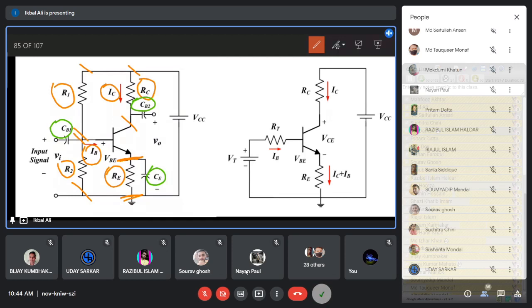Otherwise, first you have to set the DC condition of the circuit with respect to VCC, R1, R2, RC, and RE, just to set the transistor in the active region. That means the base-emitter junction should be forward biased, and the base-collector junction will be reverse biased, and to set the Q point in the middle of the active region. Once this has been done, then you apply the signal through capacitor CB1 and take the output signal through CB2, and CE is called the bypass capacitor. We will discuss this later. So this is the construction of the circuit. I hope that you have understood how the circuit is constructed.